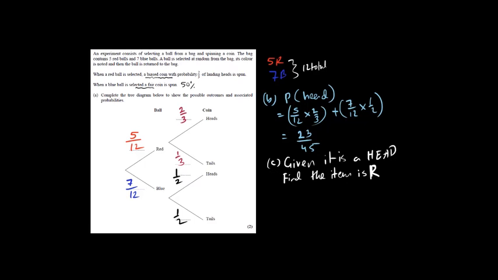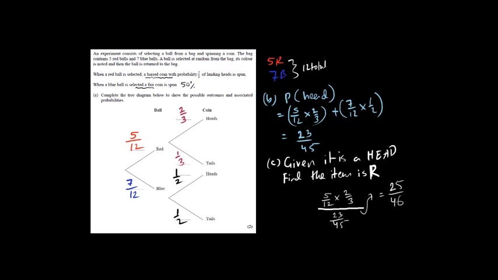When we have a question like this, the total probability in this case is 23 by 45. That is the probability of head. Now we have to find the probability that it is red, given that it is head. The probability of red means red and head, so that is 5 by 12 into 2 by 3, and the probability is 25 by 46.